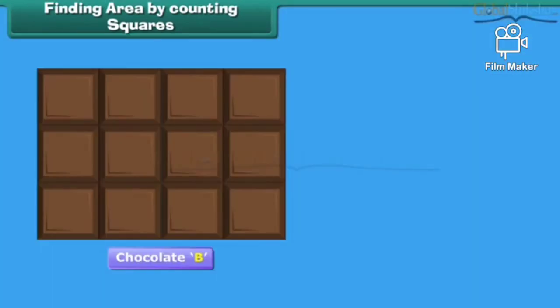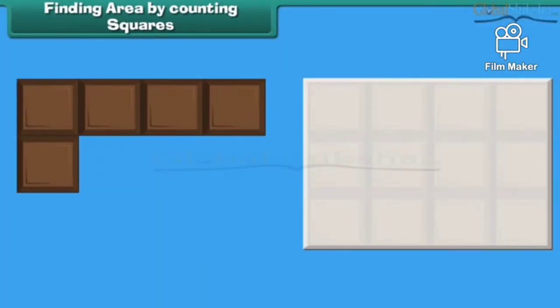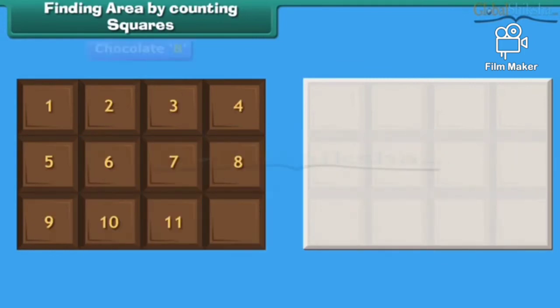Now let us find the area of chocolate B. The length of the chocolate B is 4 centimeter. Its width is 3 centimeter. So, 4 squares can be arranged along its length and 3 squares can be arranged along its width. In total, 12 squares can be arranged on this chocolate.